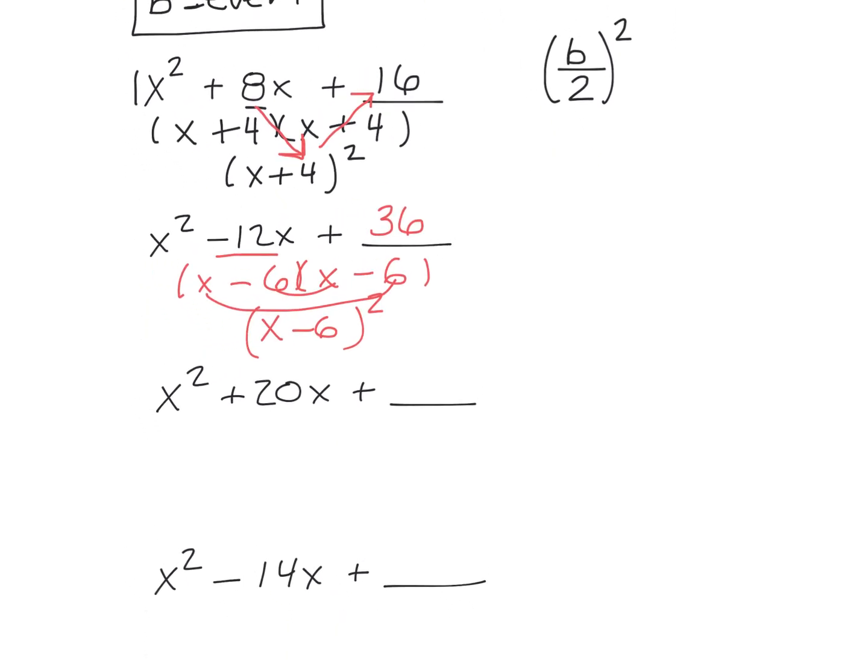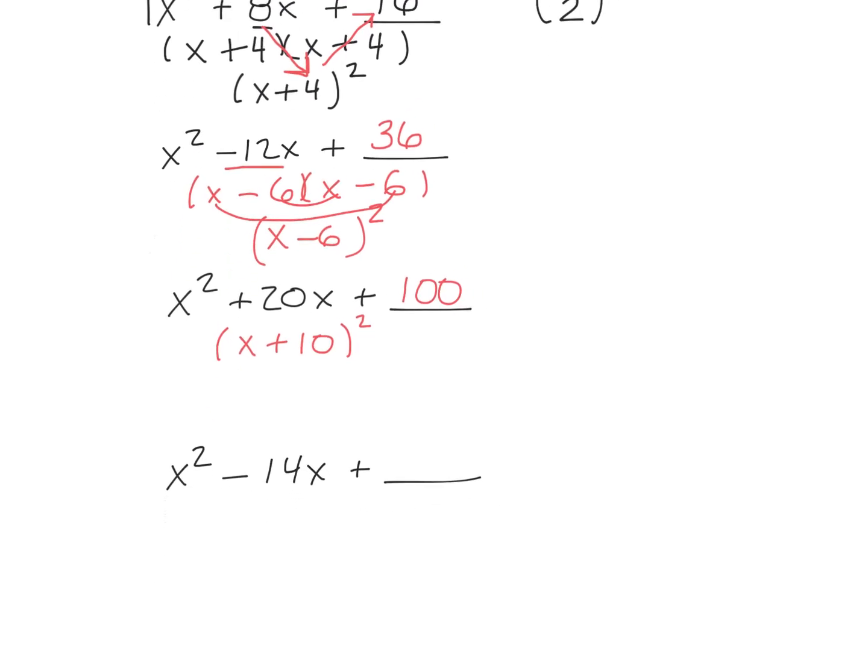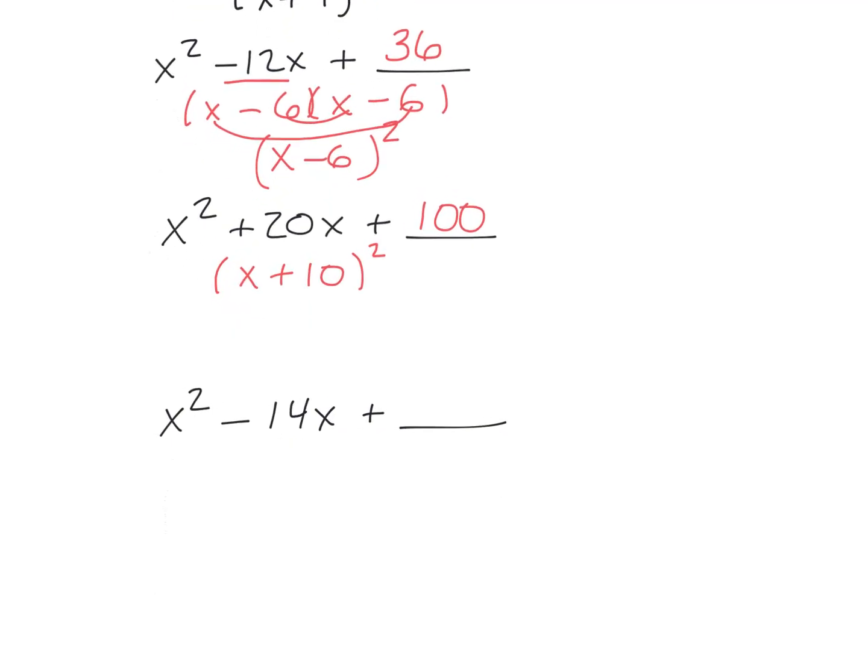Next example, half of 20 is 10. And I'm going to do it this way. If that's the case, I should know that this is going to factor to be x plus 10 squared. And then 10 squared is 100. So that's a different way of doing this, kind of showing less work, but very acceptable. And in the same fashion in this one, half of negative 14 is negative 7, so it'd be x minus 7 squared. And then this is 49, half of b squared.